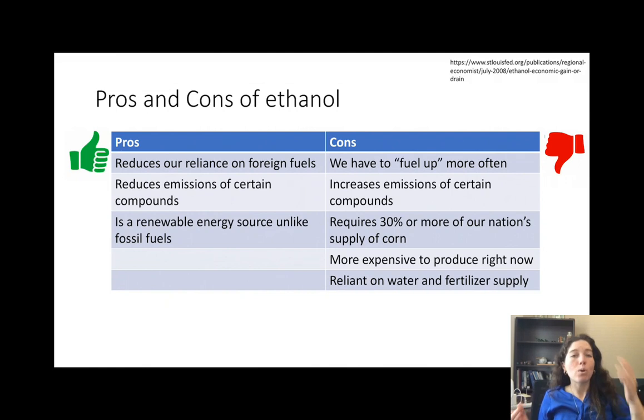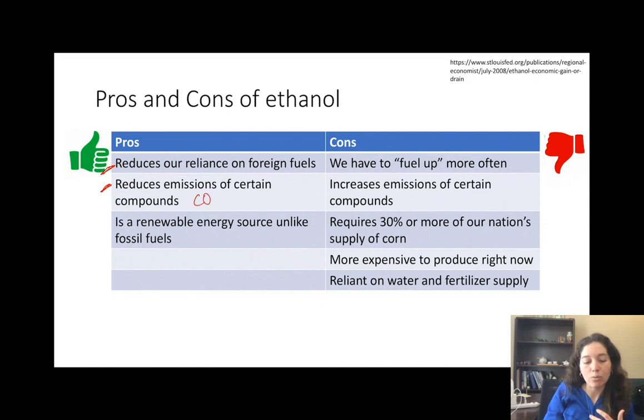So here are some pros and cons of using ethanol in our fuel source. So we can kind of see this fuller picture here. The reason it was added to our fuel supply in the first place is because it reduces our reliance on foreign fuels. It also reduces emissions of certain compounds like CO2. And it's a renewable energy source because we get it from corn.